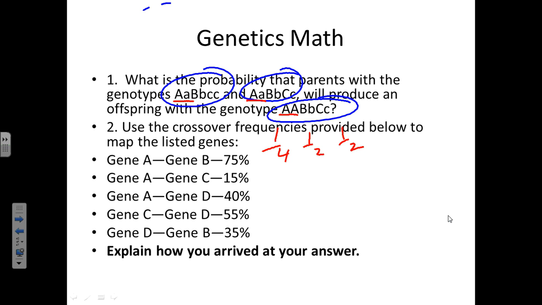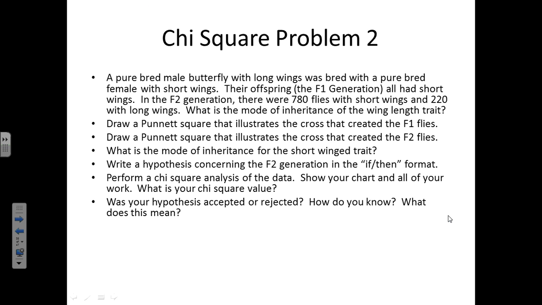So the chances that this whole thing and this whole thing produce that whole thing, they are. You got to do the product rule. You got to multiply, so you get 1 out of 16. Does that work? Everybody good with that? Any questions on that? So those should all be pretty basic kinds of math things that you all should be able to do.